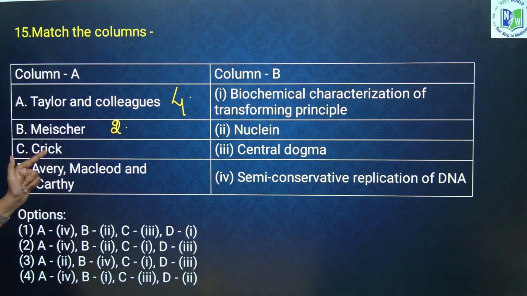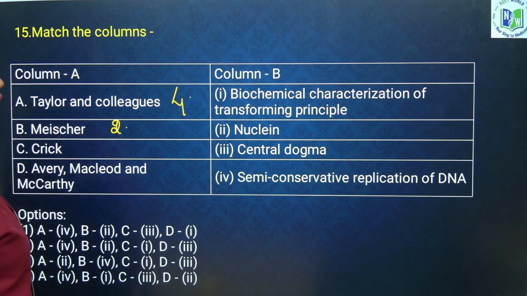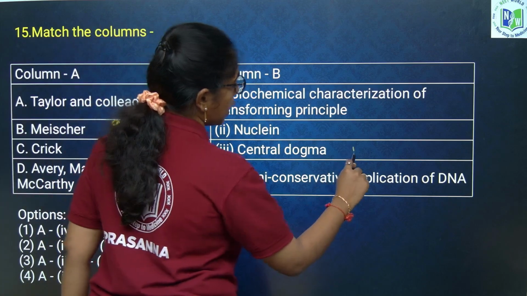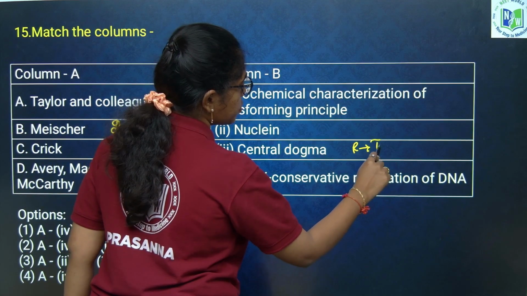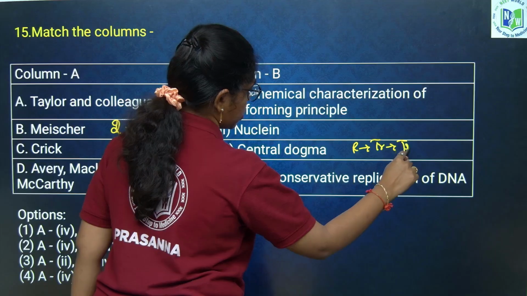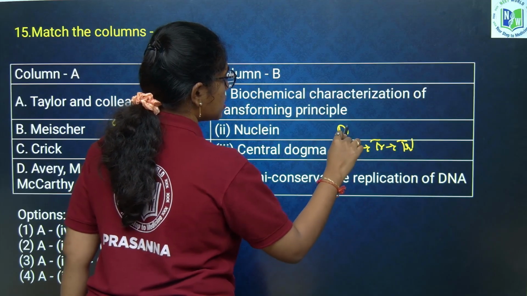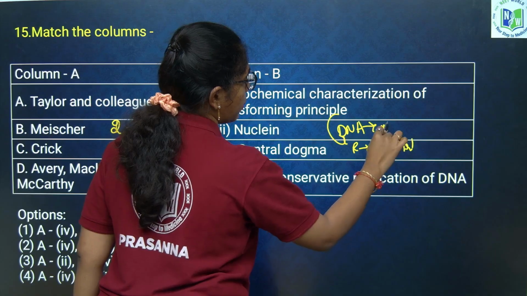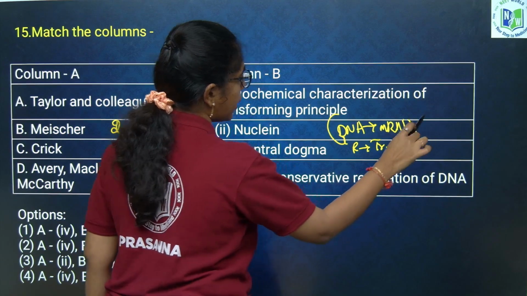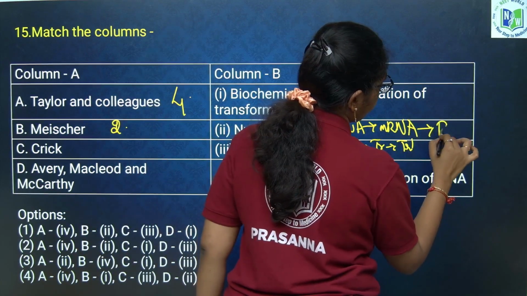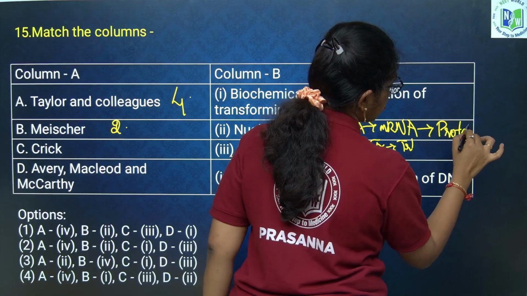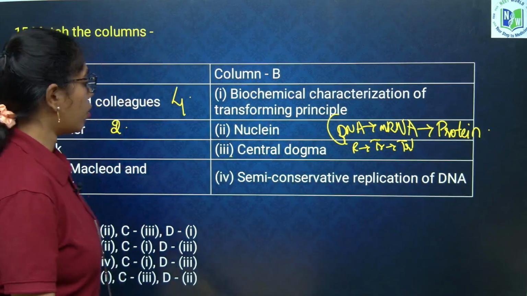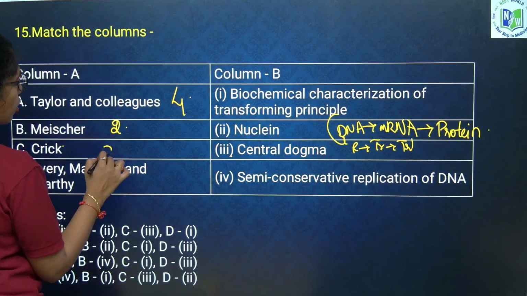Watson and Crick gave us the central dogma of molecular biology, that is replication to transcription to translation, where DNA is replicated and information is passed to mRNA, and then the ultimate goal of DNA is to synthesize a protein. So yes, Crick is central dogma, 3.